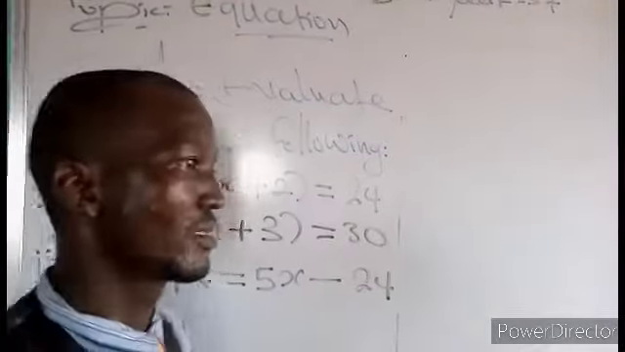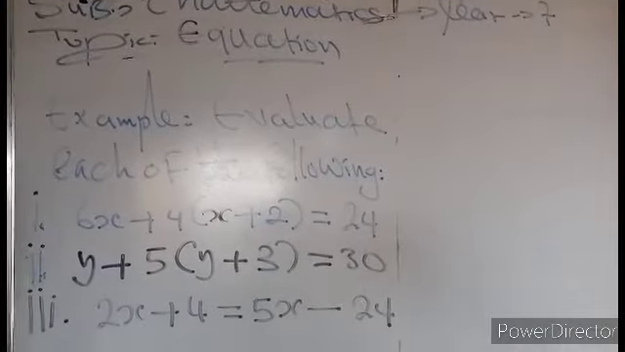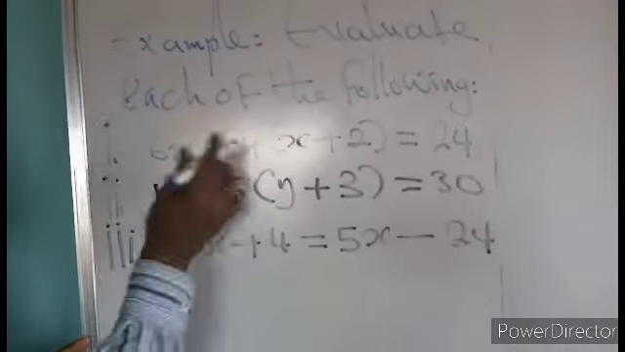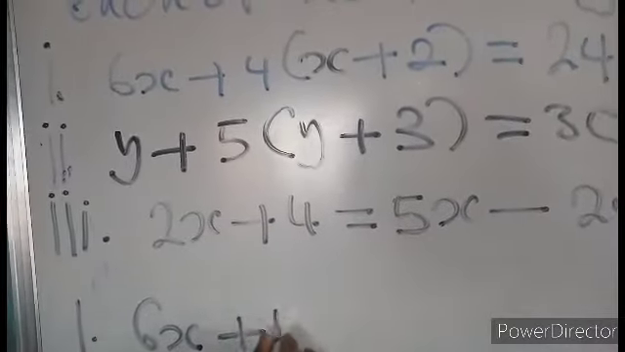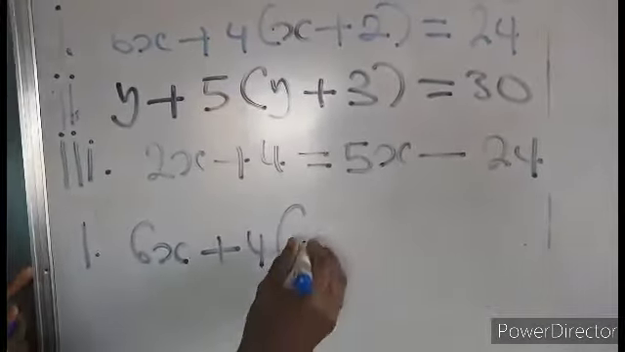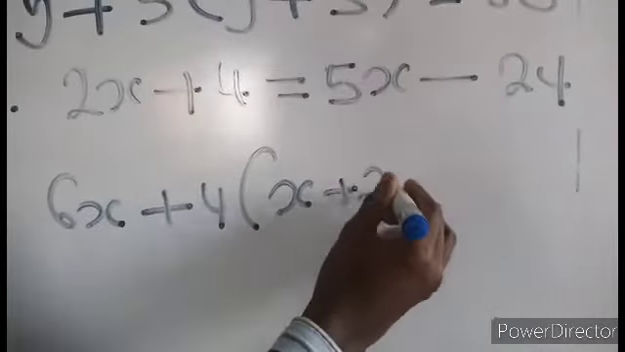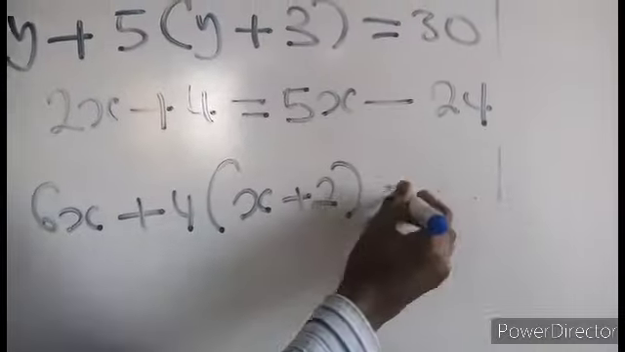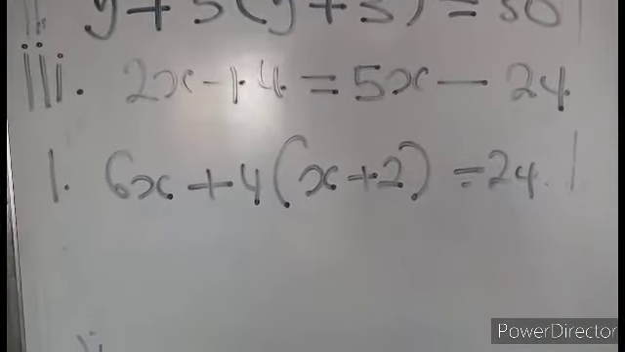So for us to solve that, I'm going to pick from number 1. I'll solve number 1, number 2. So let me solve number 1. Number 1, we have 6x, then we have plus 4, open brackets, x, also we have plus 2, then close the bracket, equal to 24. This is an equation. Now how do we solve this?